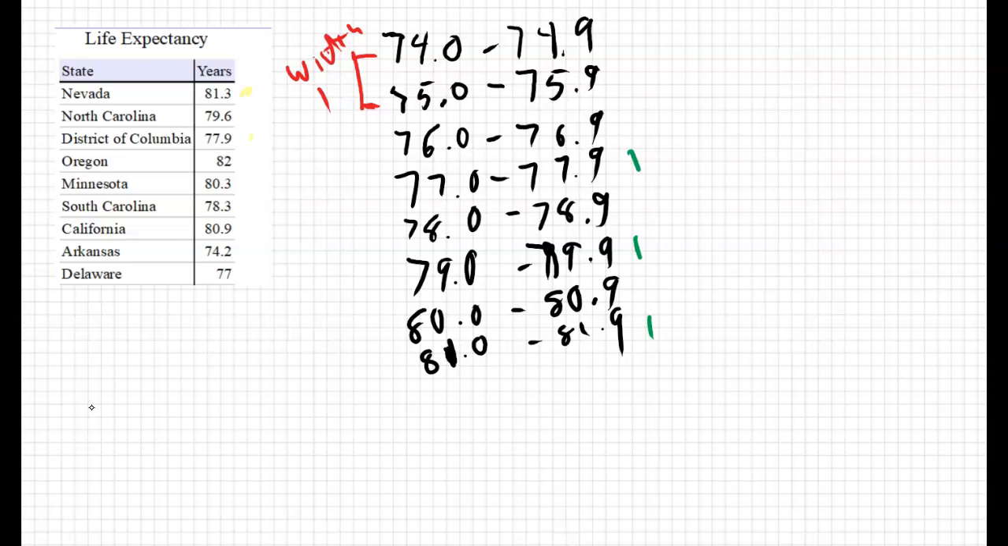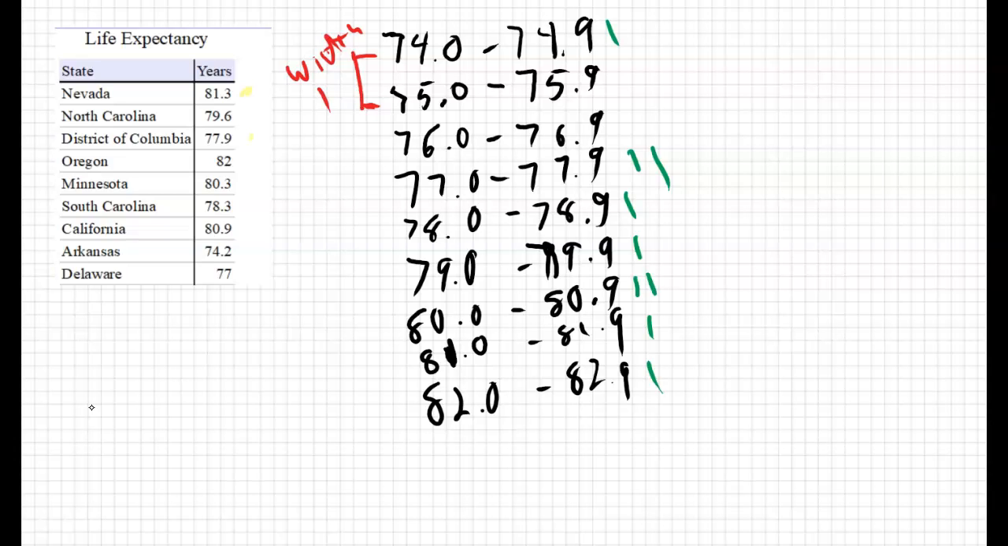82 will be, oops, I didn't do 82. I have to make one more class, so that's okay. I go back and I do 82.0 to 82.9, and so I've got that 82 in there. 80.3 will be in here. 78.3 will be in here. 80.9 will be in here. 74.2 will be in here. And 77 will be in here.